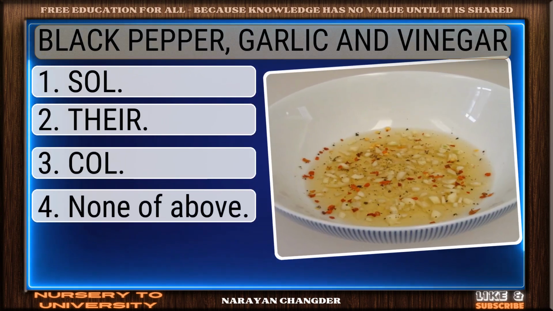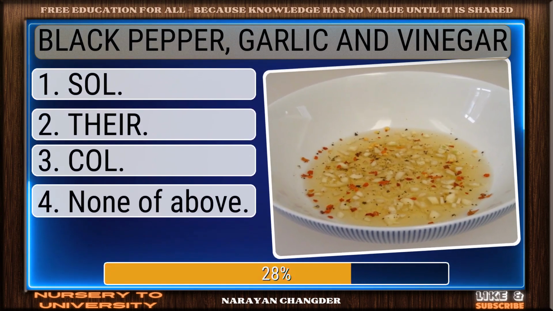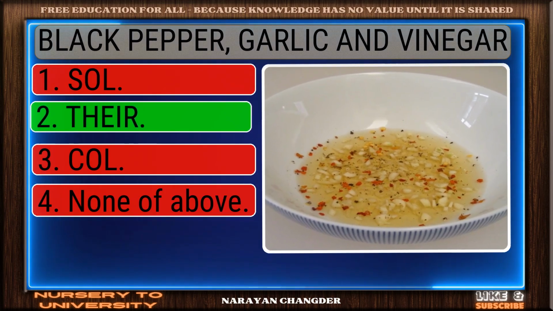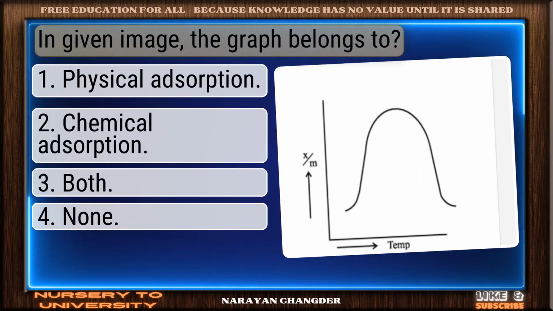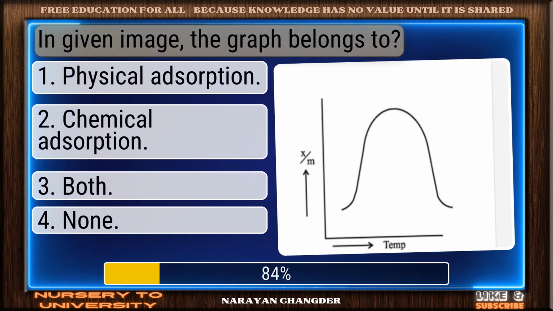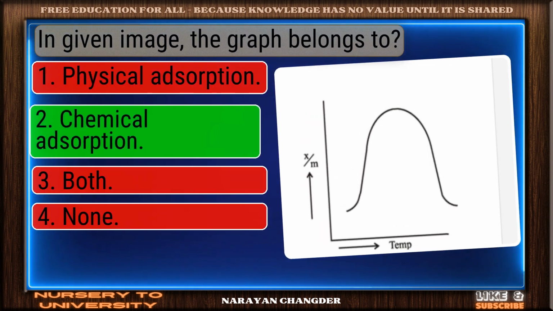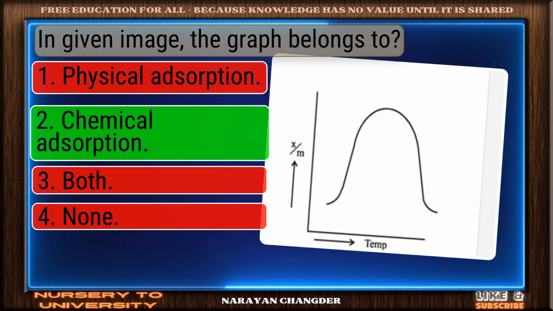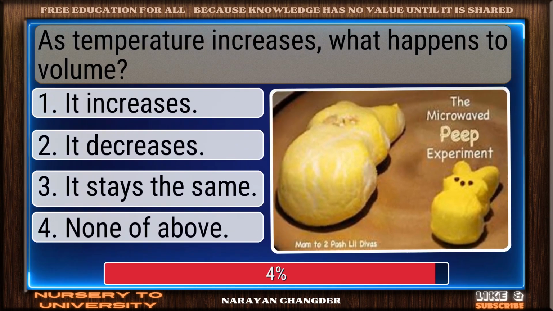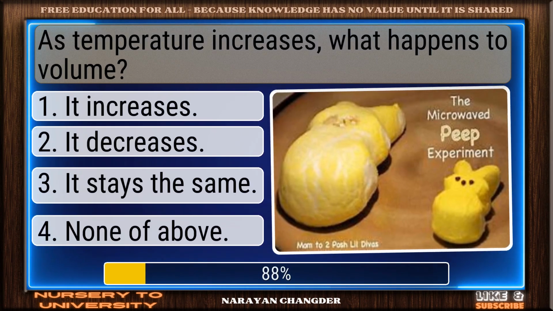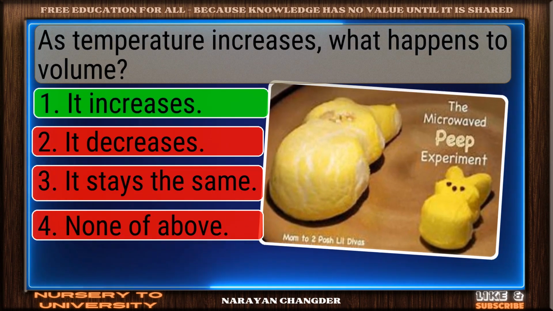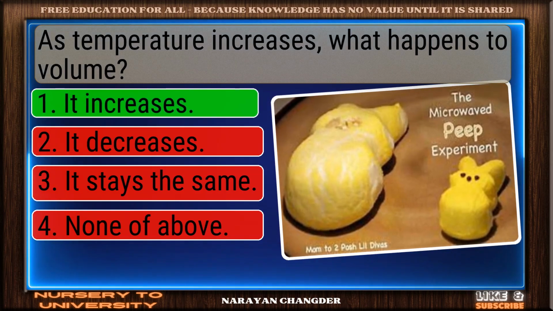Black pepper, garlic and vinegar. Right choice. Three is the best answer. In the given image, the graph belongs to? Right again. Chemical adsorption is a valid answer. As temperature increases, what happens to volume? You're right. It increases is the correct answer.